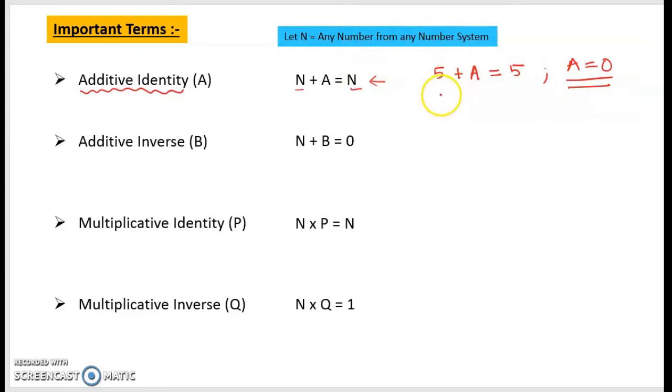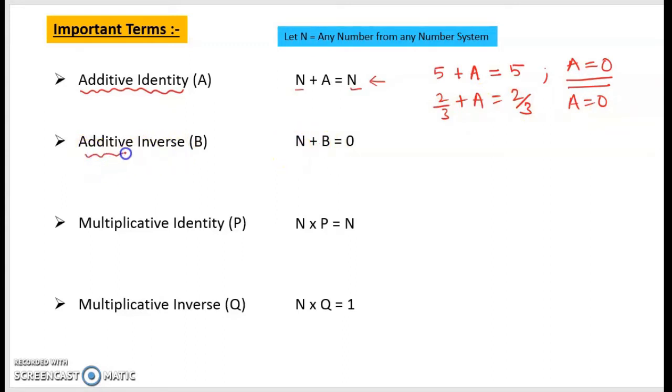Let's take n as 2 by 3. So 2 by 3 plus a should give me 2 by 3. So a has to be again 0. So for any number, positive or negative or whatever number you may take, if this condition holds true, then a has to be 0 only.